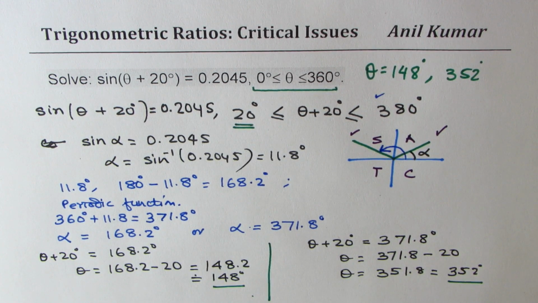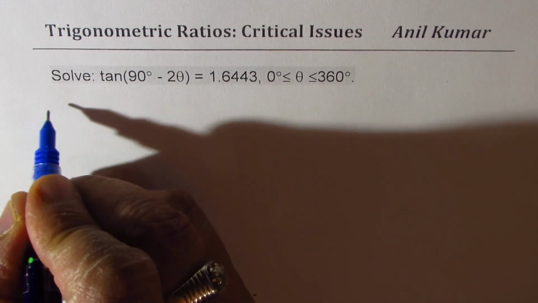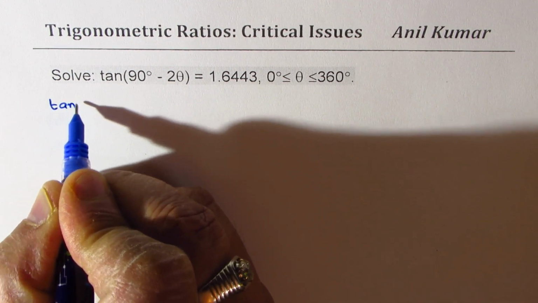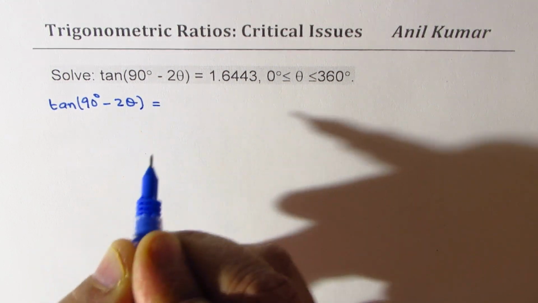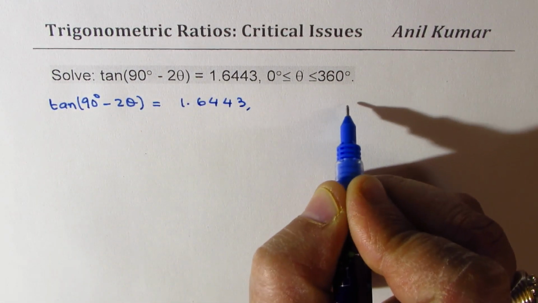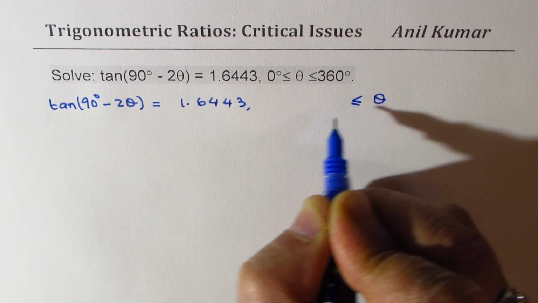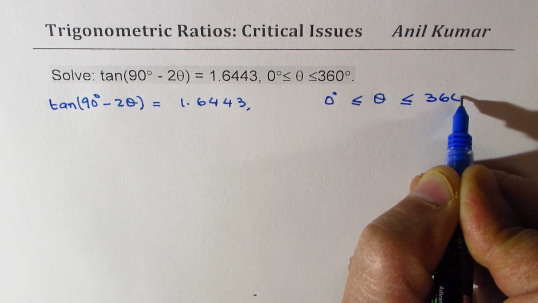Now let's take up the last question. Now here is part C. I hope you got the concept. I'd like you to pause the video, answer this question, and then look into my suggestions. We need to solve for tan of 90 degrees minus 2 theta equals 1.6443, where we are given theta as between 0 degrees to 360 degrees.